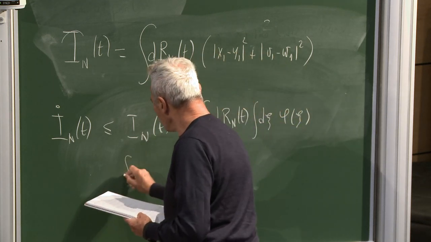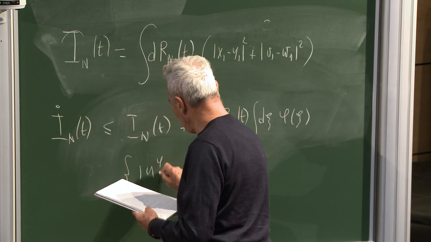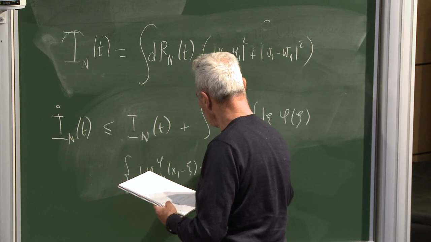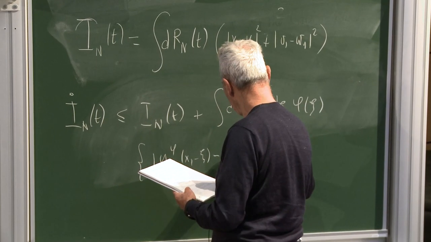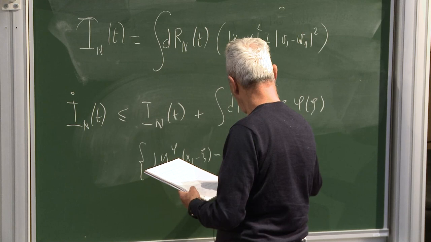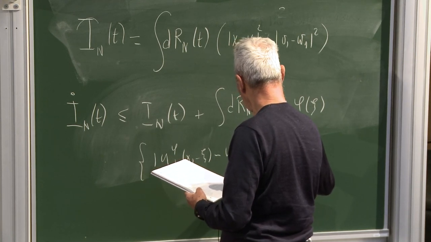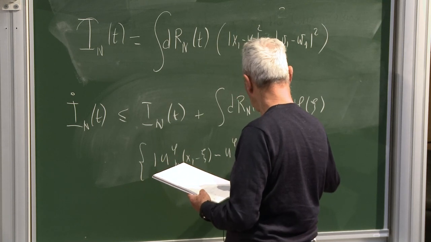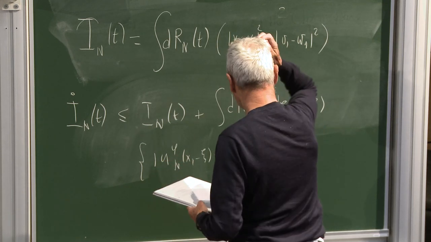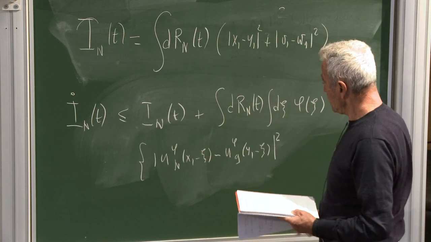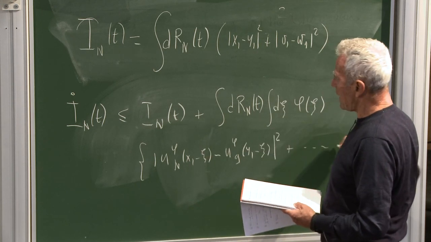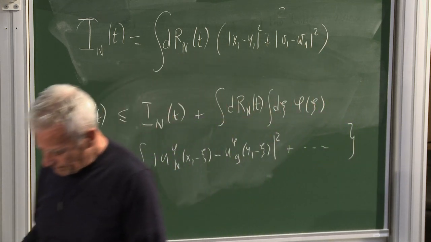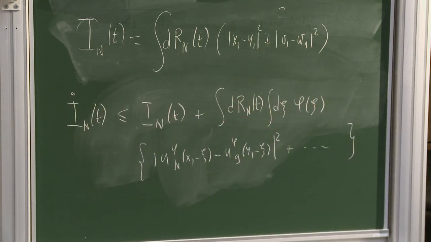And then I have u phi n at x1 minus xi minus u phi g at y1 minus xi, to the power 2. This is the square of the Wasserstein distance, plus this other similar term for the temperature that is more difficult to handle.